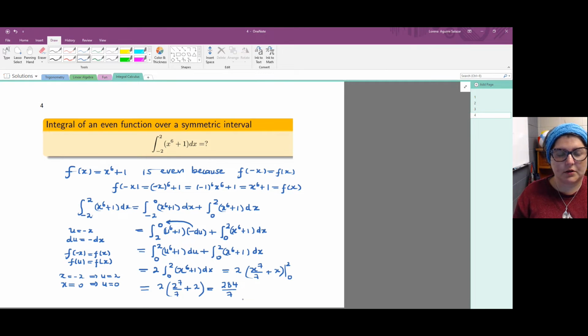So we can reduce computing the integral over a symmetric interval to computing the integral over half the interval by using substitution. The integral over the symmetric interval is twice the integral over half an interval. All right, this is the end of the example.